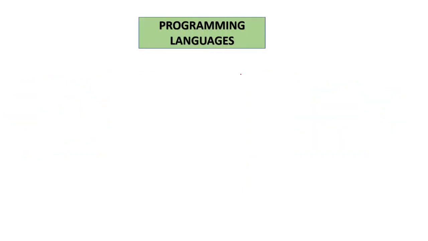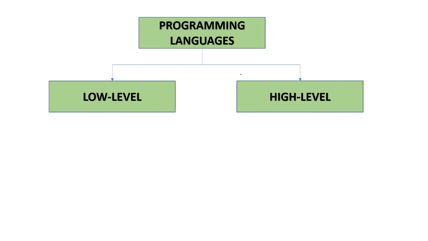Now we'll see what these programming languages are. Basically, programming languages are divided into two parts: low level and high level. What do low level and high level mean? At a very superficial level, a language that is close to machine language or machine code is called a low level language, whereas the others, which are more towards a human readable form, are called high level languages.